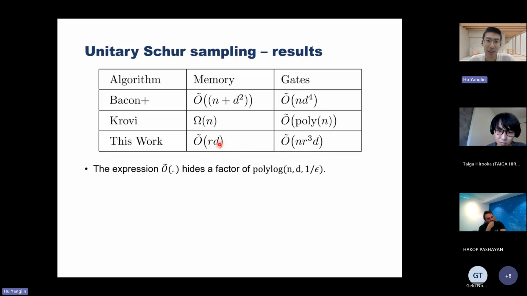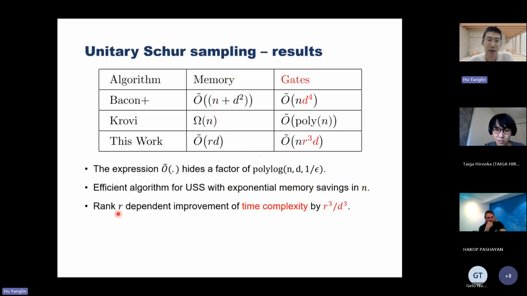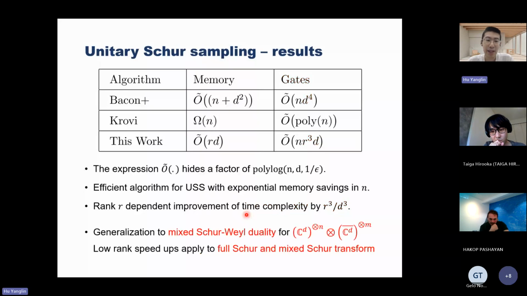So you see that we get some advantage on them. We get an exponential memory saving in n, and also we get a rank R dependent improvement of time complexity, which is R cubed divided by D cubed. We can also generalize this to the mixed Schur-Weyl duality.